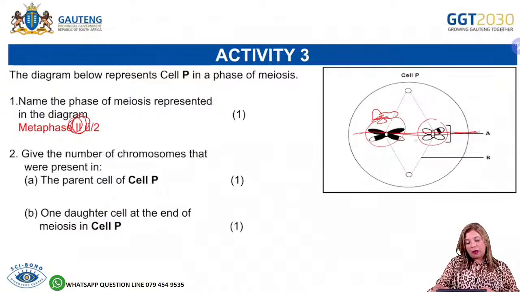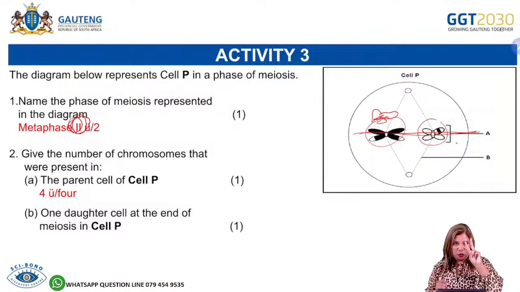So when we look at this, the parent cell would obviously be 4 because this is meiosis 2. In meiosis 2, if there are 2 left, what would it mean? It was halved. So if it's halved, the original would be doubled, which is 4. And one daughter cell at the end of meiosis, the daughter cell is almost always half of the original, which is 2, as you can see. Okay? So there it is, 1, 2. We actually just have to count because it's meiosis 2.